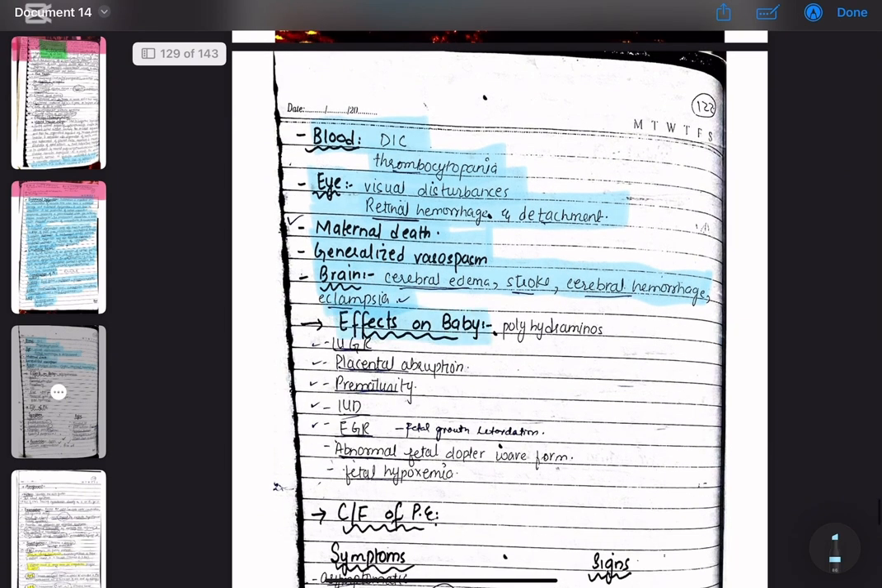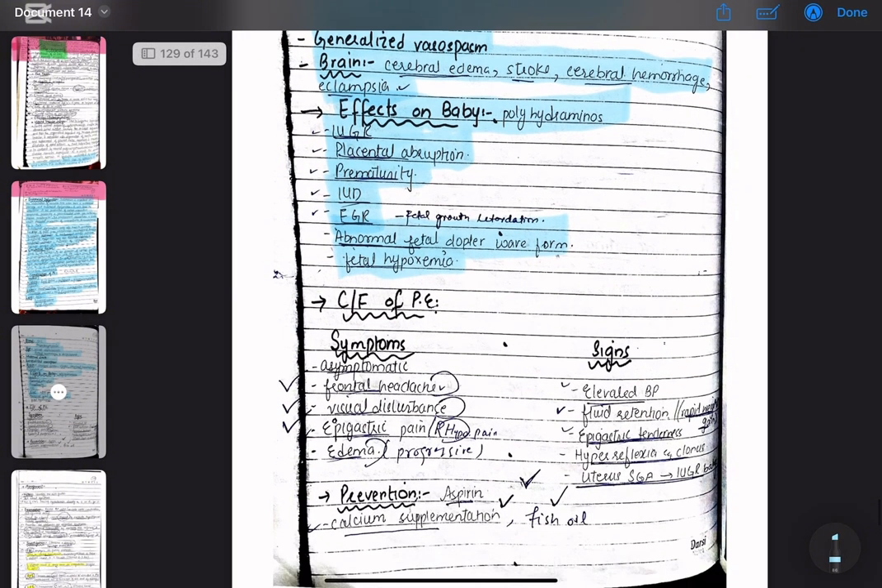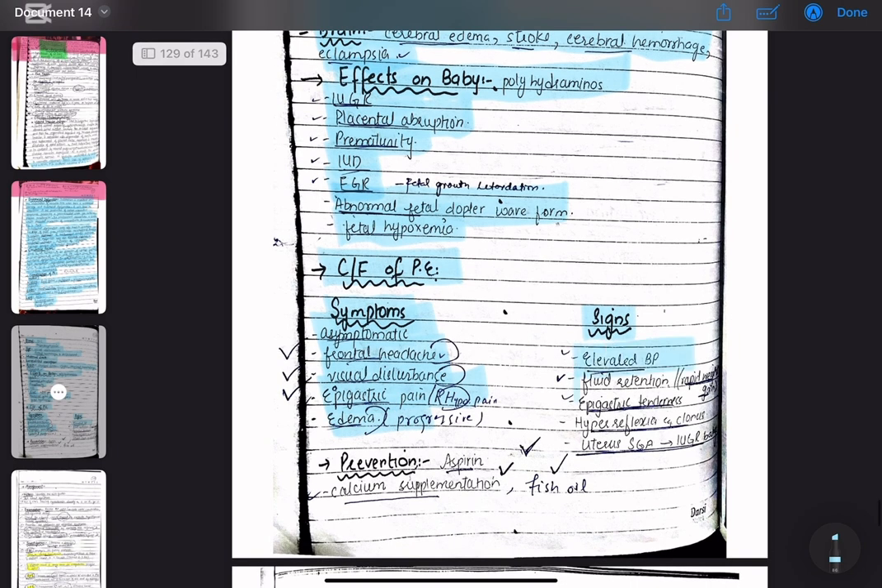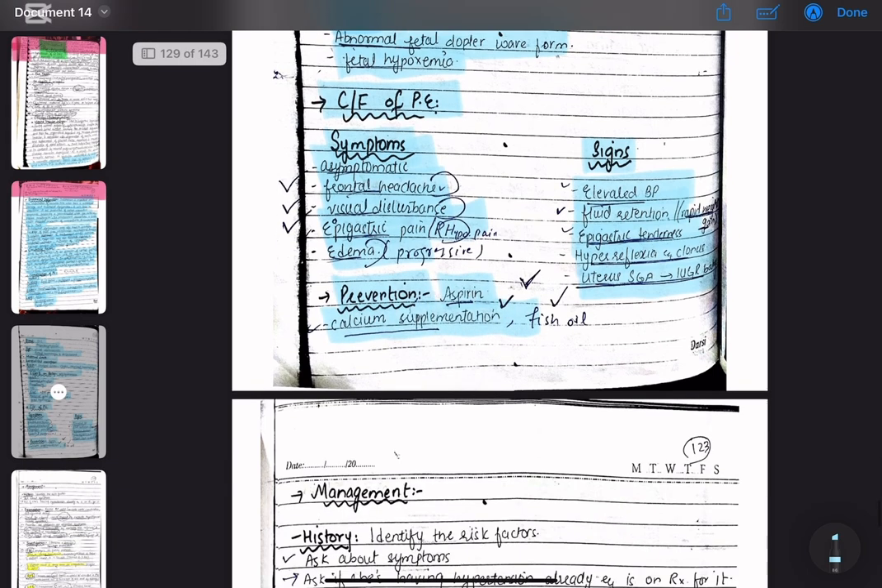The effects on the baby are polyhydramnios, IUGR, placental abruption, prematurity, intrauterine death, fetal growth retardation, abnormal fetal Doppler waveform, and fetal hypoxemia. Now, the clinical features of pre-eclampsia, symptoms and signs: it may be asymptomatic, frontal headache, visual disturbances, epigastric pain, and edema is present. The signs are elevated BP, fluid retention, epigastric tenderness, hyperreflexia, and in the uterus, intrauterine growth restriction of the baby. The prevention is done by the use of aspirin, calcium supplementation and fish oil.